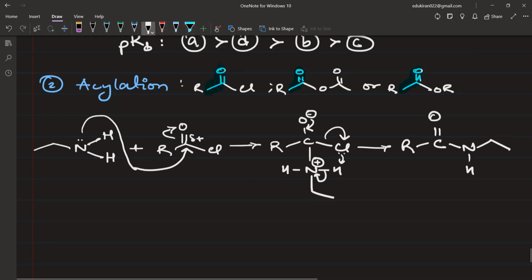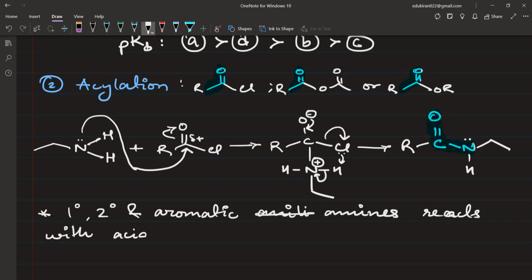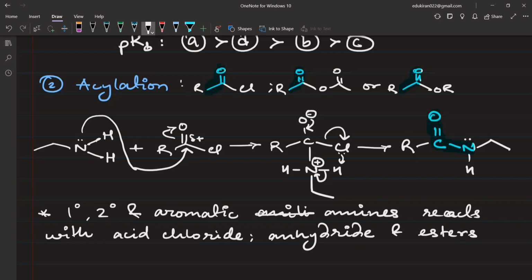But we have got an amide here, a substituted amide, C double bond O and NH2. Please write here: 1 degree and 2 degree aromatic amine reacts with acid chloride, anhydride, and esters to form amides. To form amides.